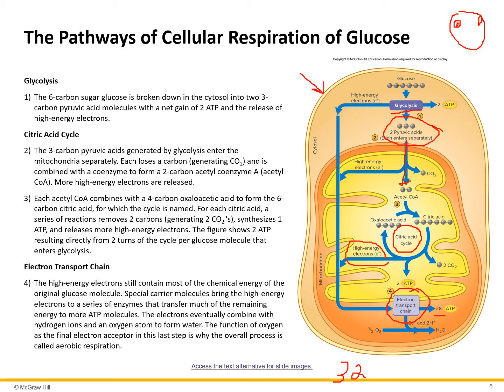I hope it makes sense. Again, 3 steps: glycolysis, citric acid cycle, electron transport chain. 2 phases. Glycolysis is the first phase, called anaerobic. The citric acid cycle and the electron transport chain are the second phase, which is aerobic, with oxygen. The first phase happens in the cytoplasm. The second phase has to happen inside the mitochondria.